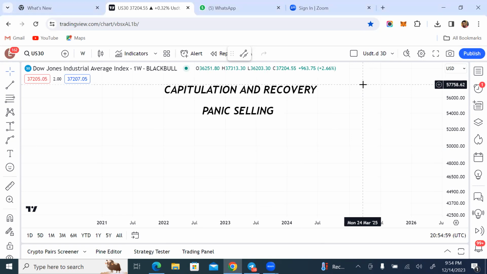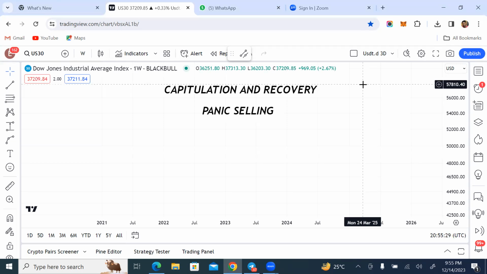One of my mentors in this financial market of ours, Warren Buffett, he said something. He said, when everyone is selling, I am buying. Now, do you know why he said that? It is because of capitulation. Now, emotions control the market. Yeah, emotions control what? The market.